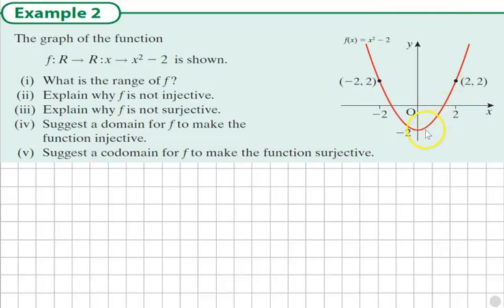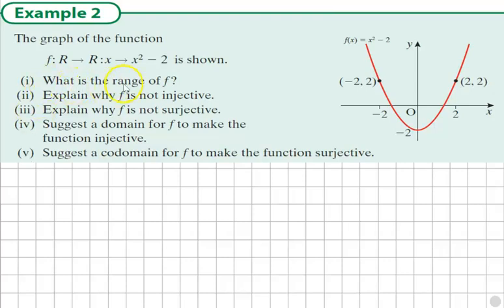It crosses the y-axis at minus 2, and the name of the function is f of x equals x squared minus 2. So it's the general function x squared, just moved down 2 steps. We can see that it's symmetrical about the y-axis, so the y-axis acts like a mirror line. And then we have 5 questions to answer in relation to this graph.